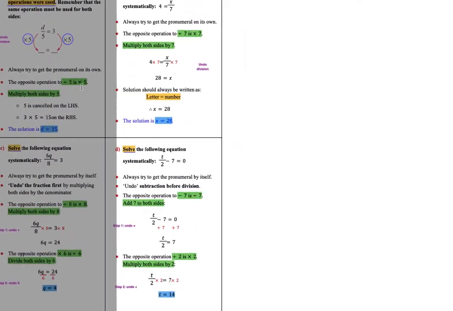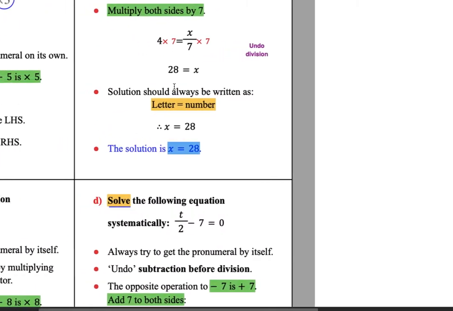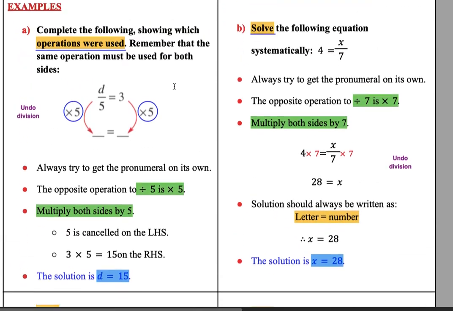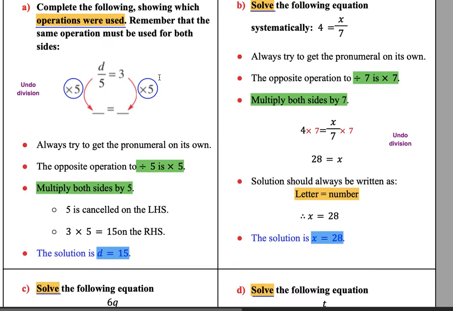Moving on to our examples now. So with our examples, we've got a couple of different types that we're going to go through. So first one we've got here, complete the following showing which operations were used. We've done one similar to this before as well. Remembering both sides have to have the same operation done to it. So in this case it is multiplying by 5 because I'm undoing the division, which is D divided by 5. So to undo that, I multiply by 5.